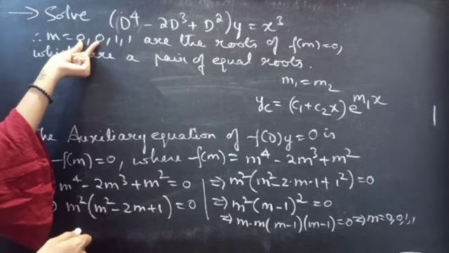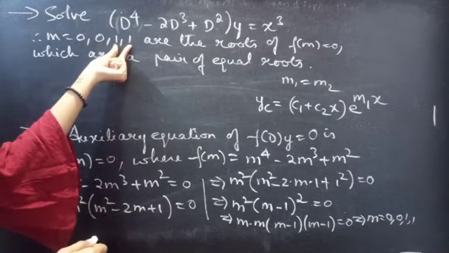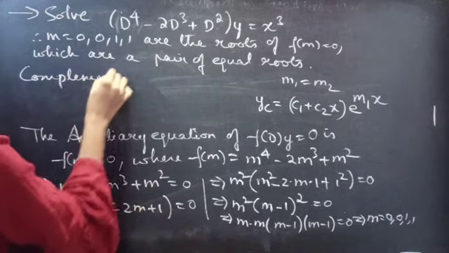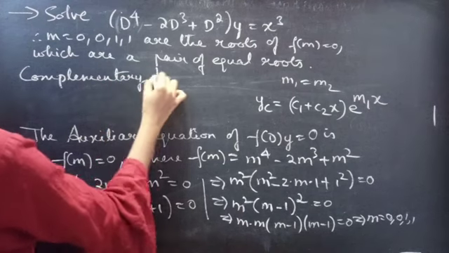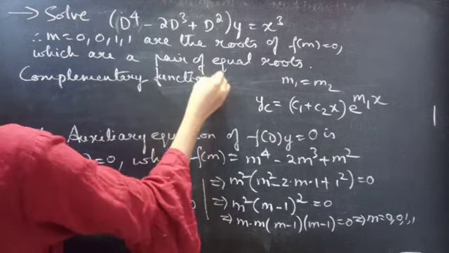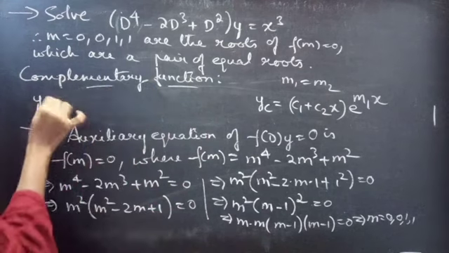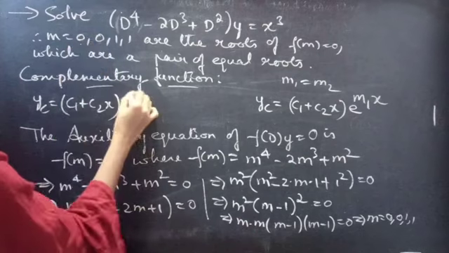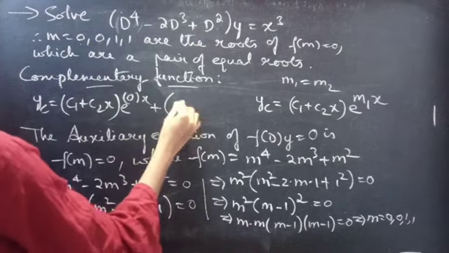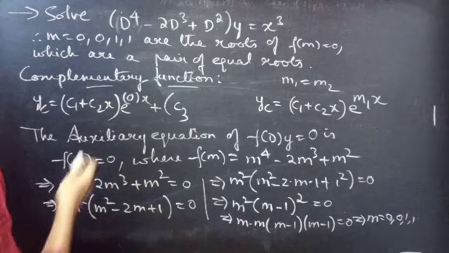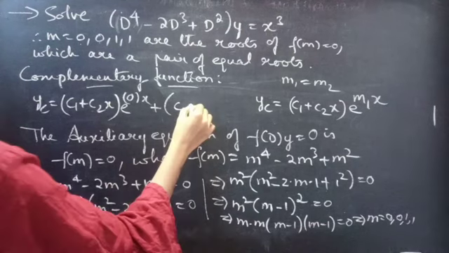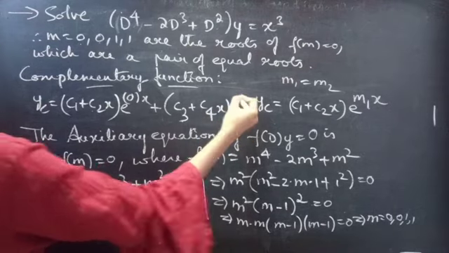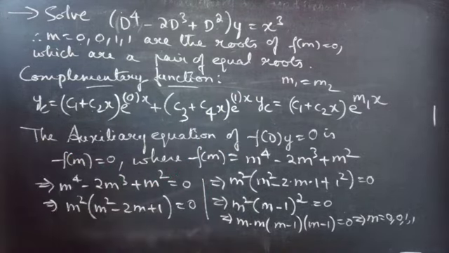Now let's write it firstly for two equal roots, 0 and the next equal roots, 1. A complementary function looks like y equals (c1 plus c2x) into e power equal root 0 into x, plus another constant. Already we have used c1 and c2, so I'll take c3 and c4 here, (c3 plus c4x) into e power other equal root 1 into x.